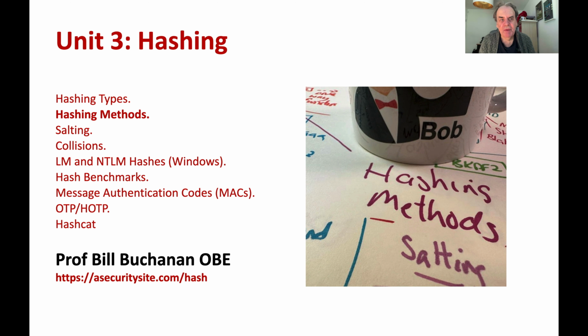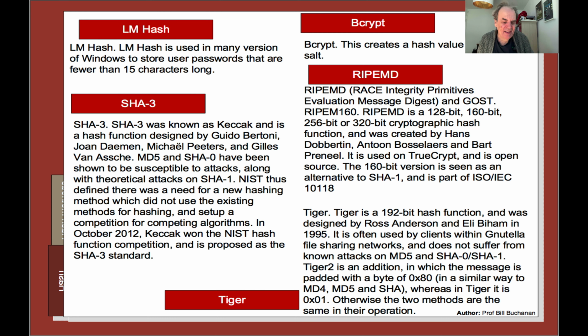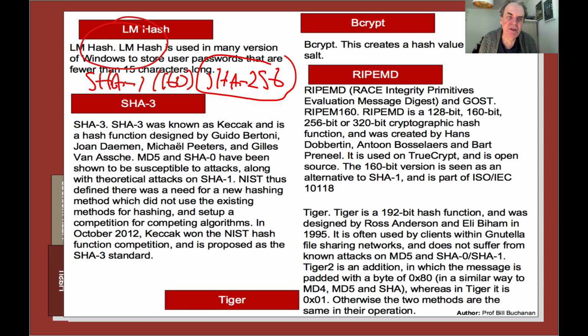Okay, so let's look at some of the methods that we would use for our hashing techniques. These are some here. LM hash has been used in Windows, not very good. SHA-1 was 160-bit. SHA-2, also known as SHA-256 for a 256-bit version, was a new method to implement our hashing methods.